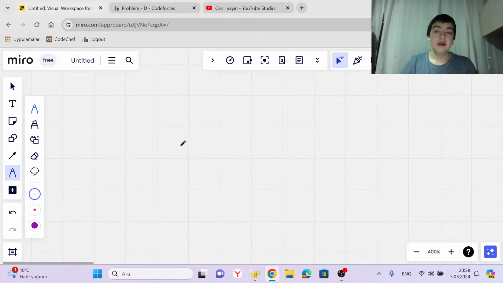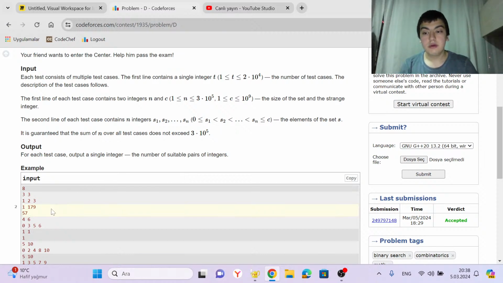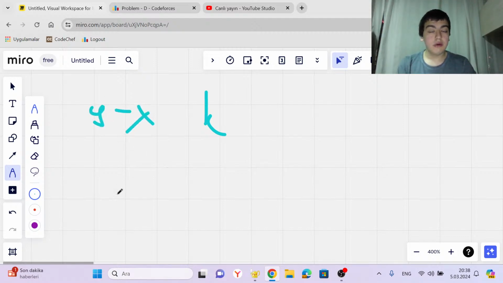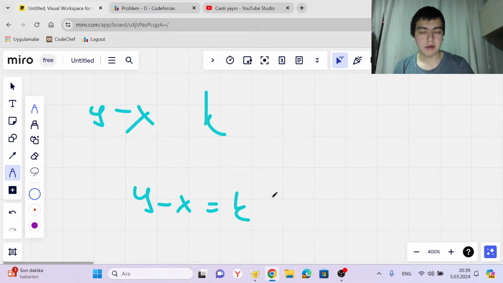Okay, let's continue here. How can we look at those values? If we see an element x, k in the set, it can either be y minus x, or it can be y plus x. Firstly, let's think it is y minus x. So let's think y minus x is equal to k. How many numbers should we decrease from our answer?